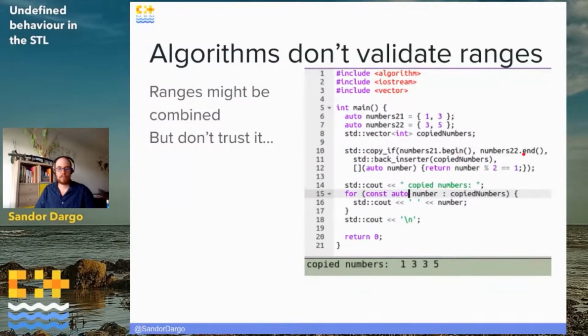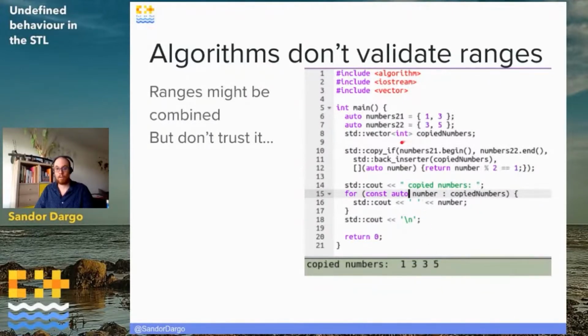Well, I assume that it was not meant, but maybe you meant it because you saw this example and okay, I can combine ranges. In fact, I want to copy from both the odd numbers, and what you get is 1, 3, 3, 5. Is it the correct result? Well, the result is correct, but you shouldn't trust it, because here we depend on undefined behavior.